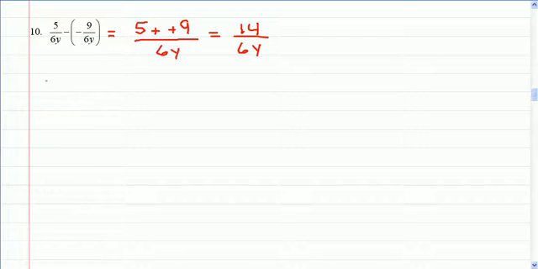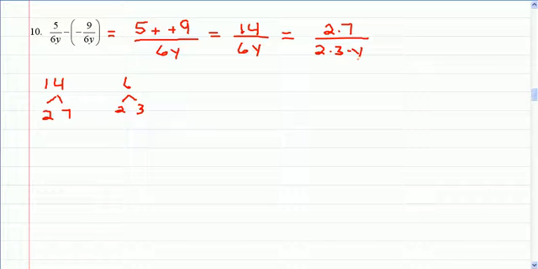So 14 and 6 will have a factor in common, so if I break up the two numbers as their prime factorization, 14 is 2 times 7, 6 is 2 times 3, the 2's cancel, I multiply together what's left, and I have 7 over 3y.